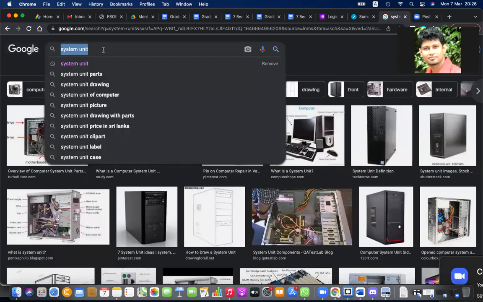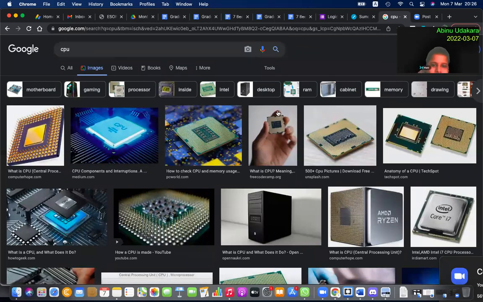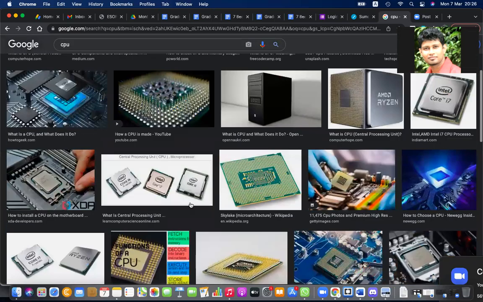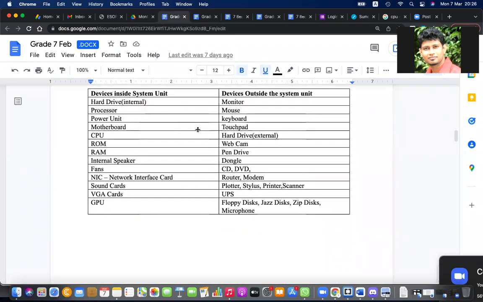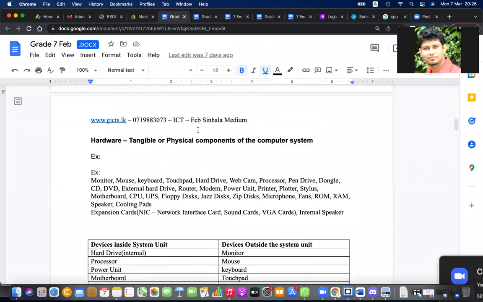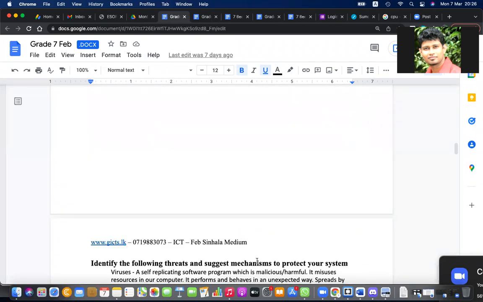The CPU can make a system unit, right? CPU means Intel, AMD Ryzen 5. That is the processor. The CPU is the processor chip. So don't confuse the system unit and the CPU. Then the next thing is we learned what is inside the system unit. These are the devices inside, and these are outside the system unit.